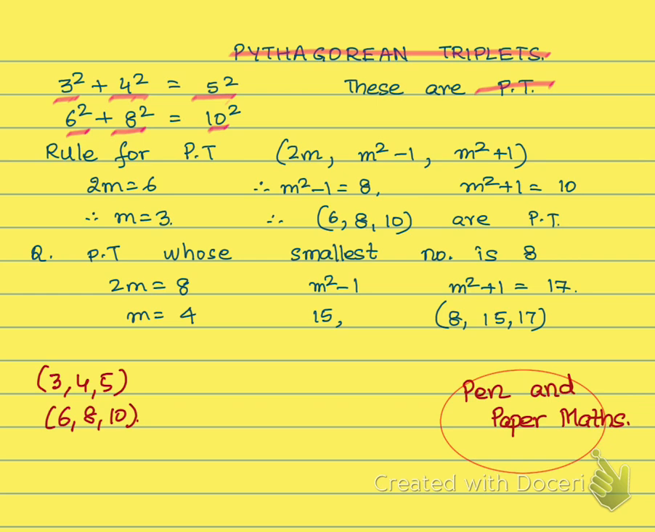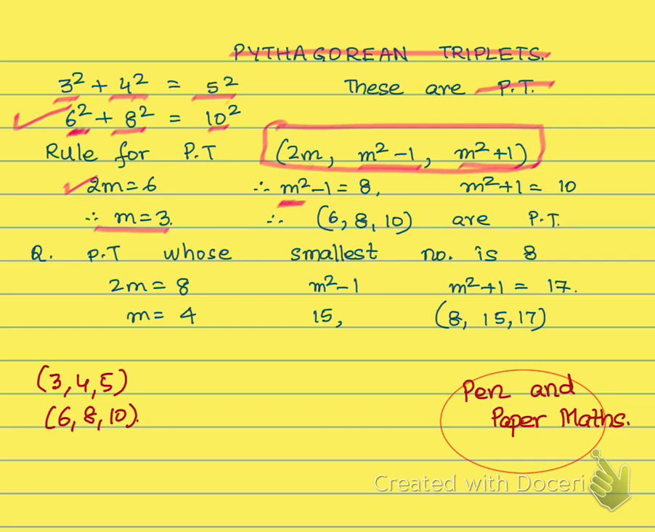These can be explained with the help of a general formula that a Pythagorean triplet can be represented as: the first value being 2m, the second value being m square minus 1, the third value being m square plus 1, right? So if I take the example of 6 square plus 8 square equals 10 square, my 2m equals 6. That means m is 3. That means I'm taking the first value as 6.